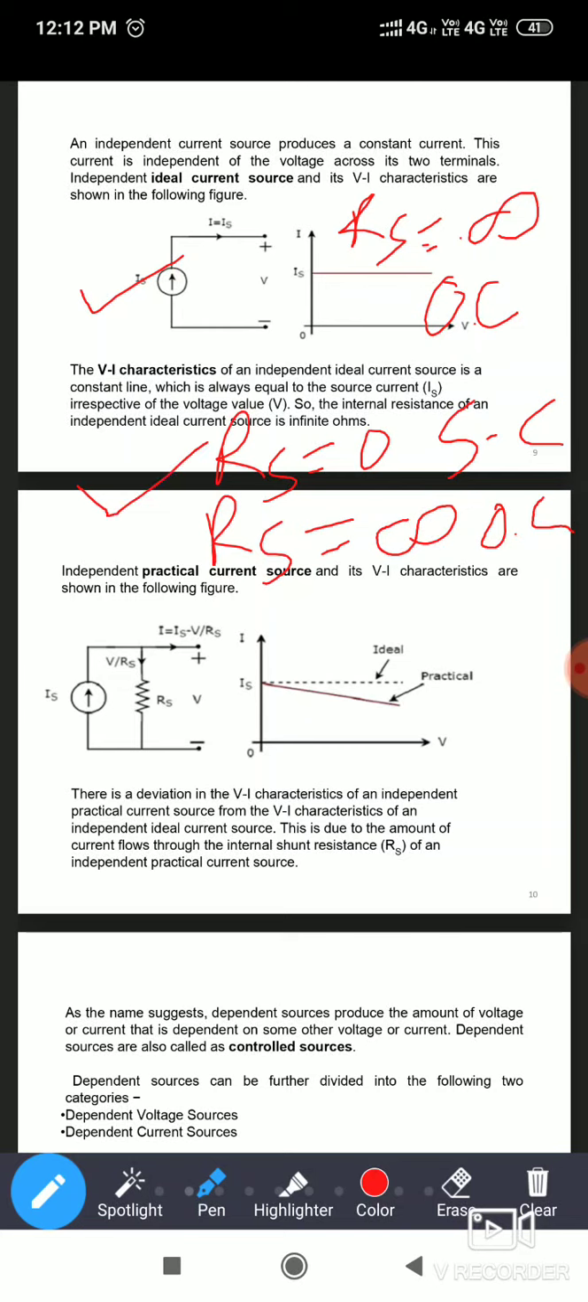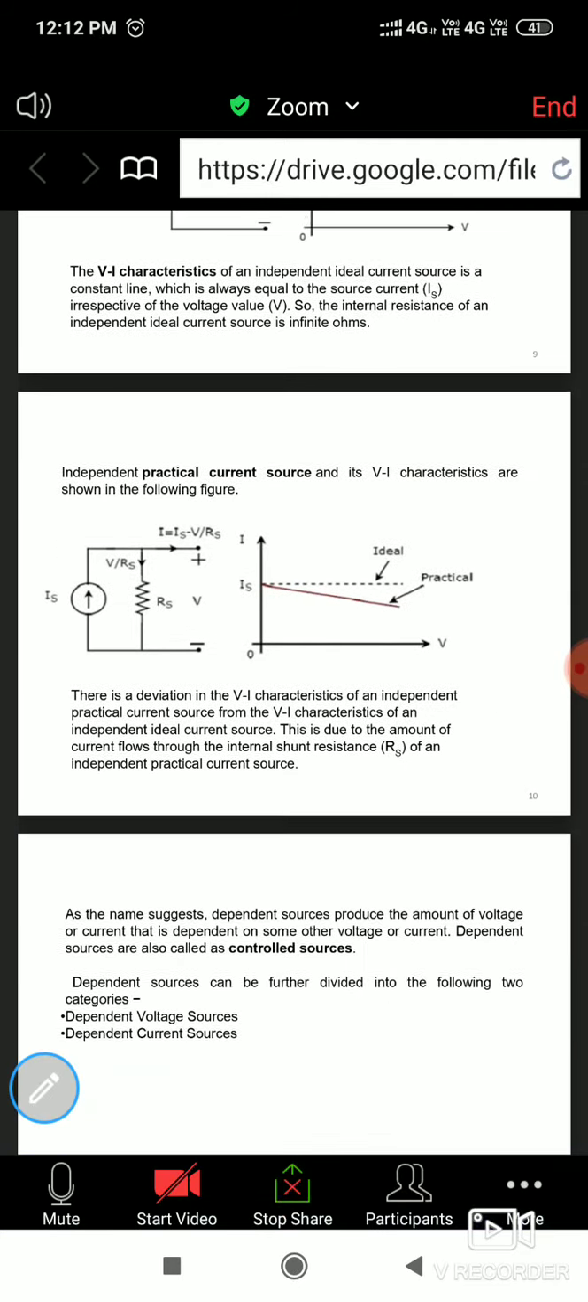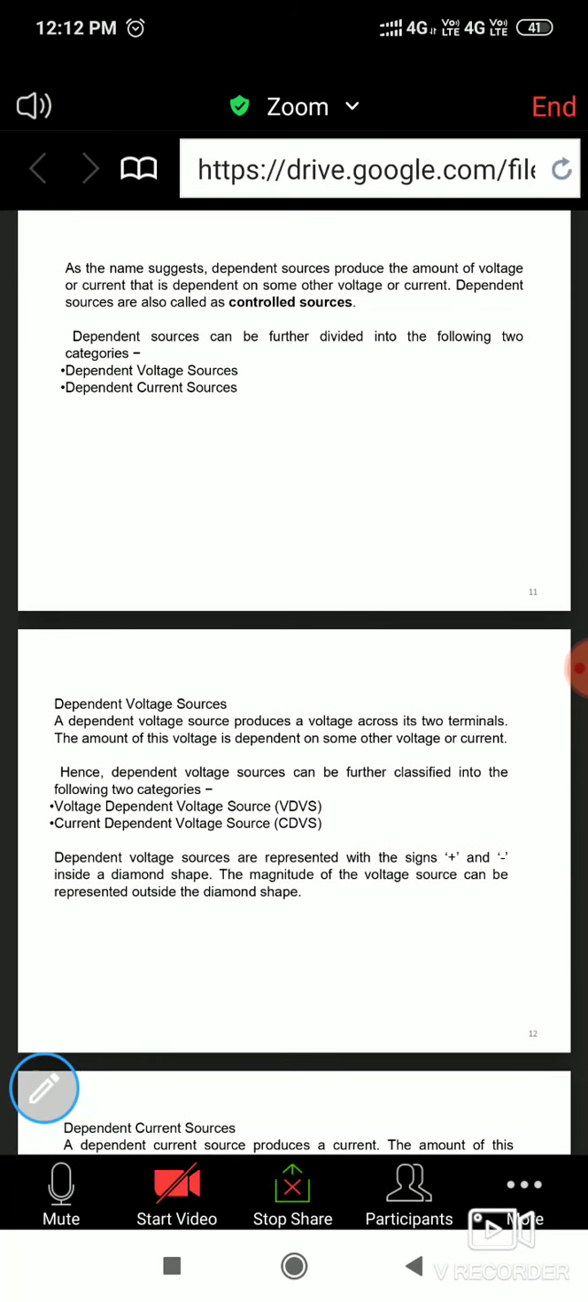Based on this, we can say the practical voltage source is converted into an ideal voltage source. Now after that, we have seen dependent sources. Based on the voltage source and current source, we are classifying the dependent sources.